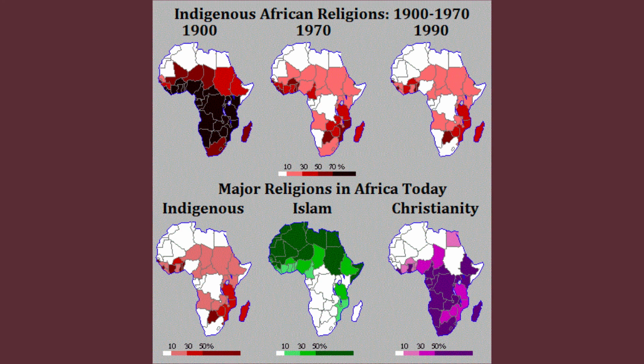Here is a map showing you the major religions and how it has shifted over the decades. Currently, today, much of southern Africa is Christian. Much of northern Africa is Islamic. And of course, you can see those regions in the red that hold to traditional African religions.